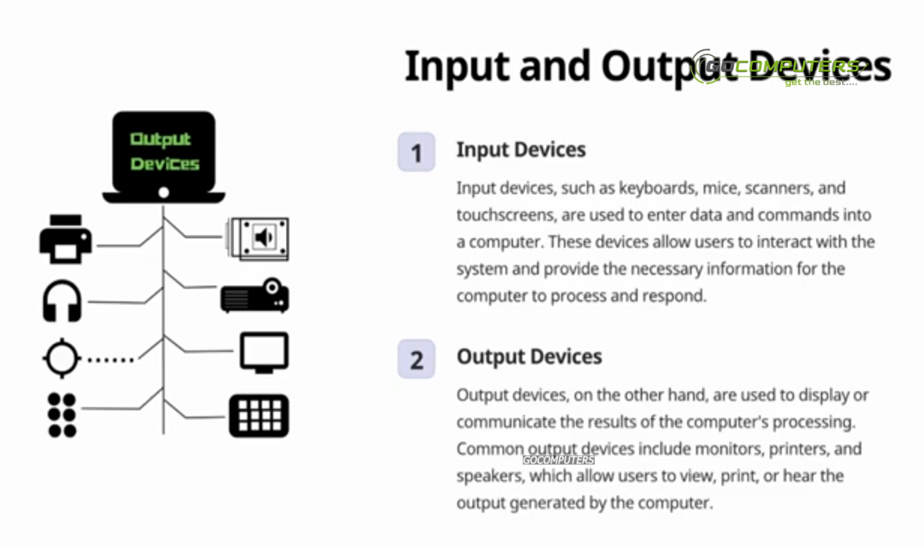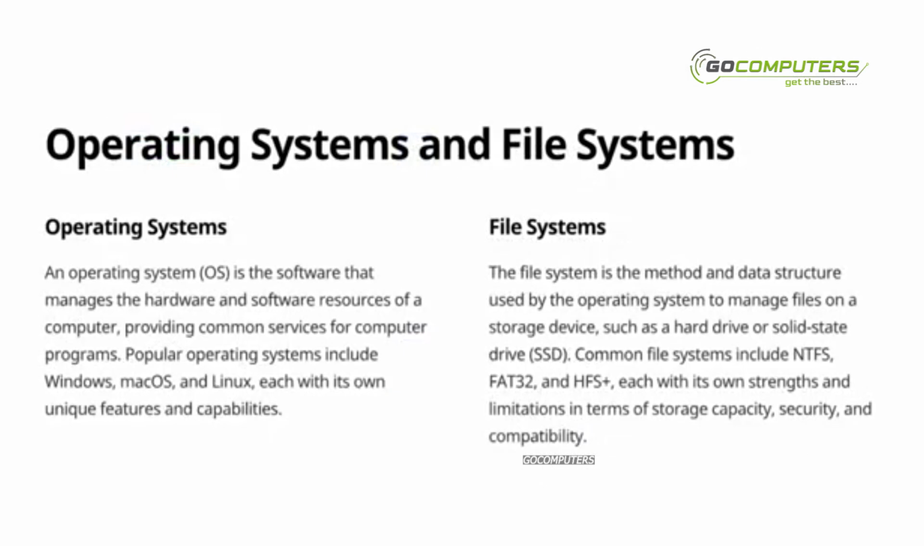Operating systems and file systems. Operating systems. An operating system (OS) is the software that manages the hardware and software resources of a computer, providing common services for computer programs. Popular operating systems include Windows, Mac OS, and Linux, each with its own unique features and capabilities.